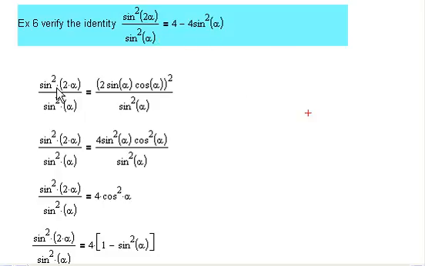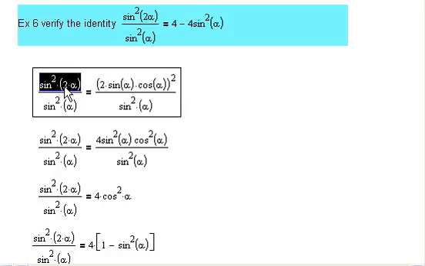And so the first thing to do is replace our formula for sine of 2 alpha with 2 sine alpha cosine alpha, and since this is squared, we would have to square that. And squaring the 2, we get a 4. Squaring the sine of alpha, we get sine squared of alpha. Squaring the cosine of alpha, we get cosine squared alpha.